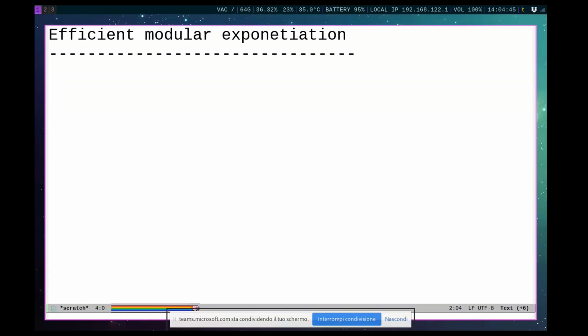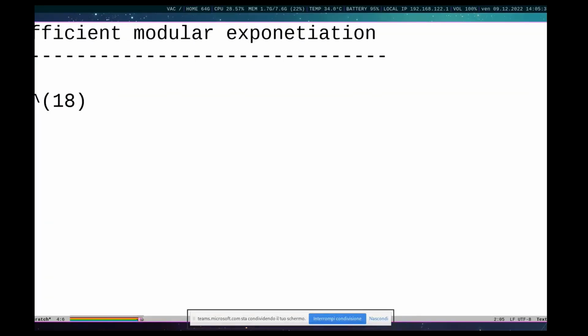So the problem we want to solve is, we have any number, for example, 5, and we want to exponentiate to another number. For example, we could say 18. So I'm going to write it like this: 5 to the 18. For example, we want to compute 5 to the 18.